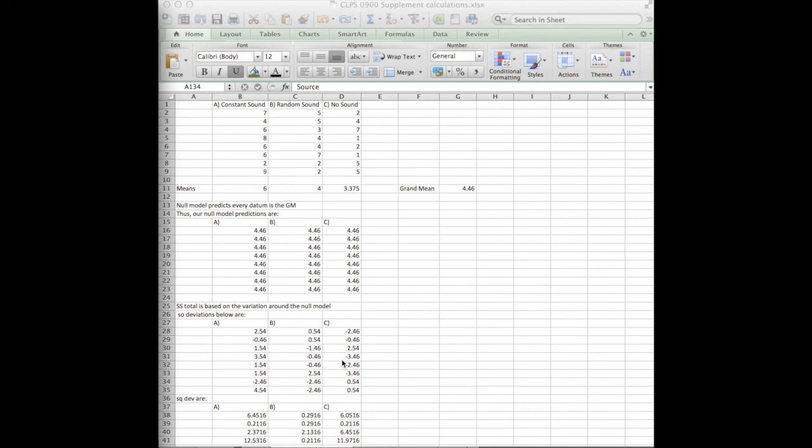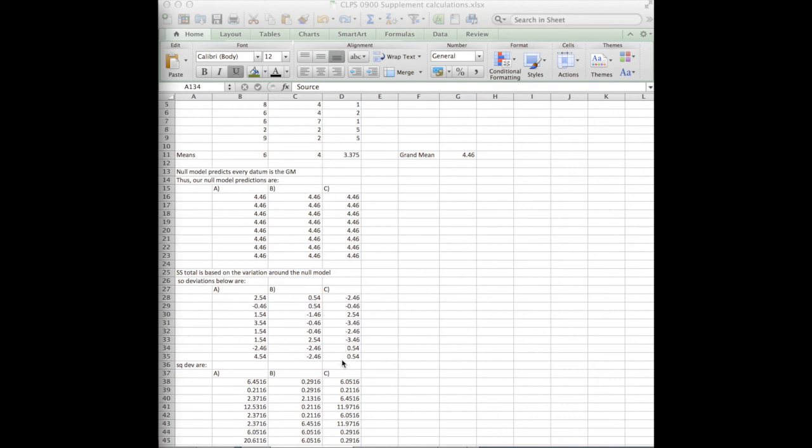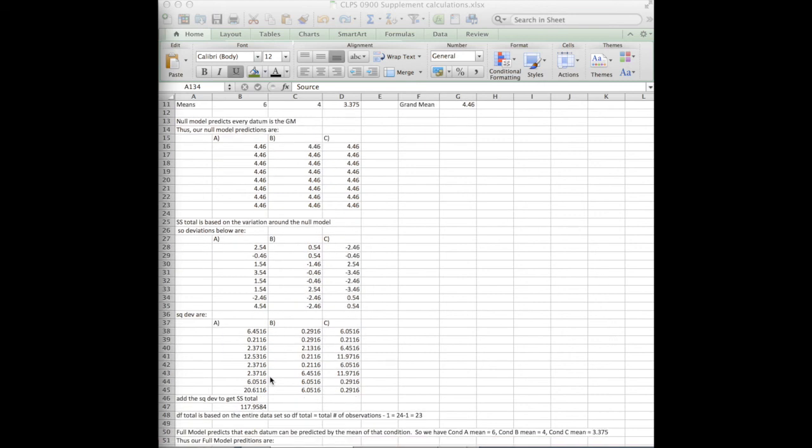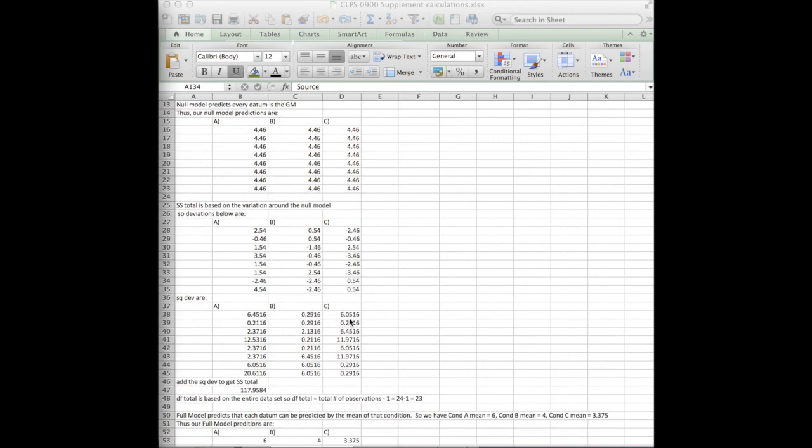So these are deviations, and then as a usual procedure, you would square the deviations. So 2.54 squared equals 6.45. Negative 0.46 would give you this when you square it. And then when you do all of that for each of the terms, you would add all of the square deviations to get the sums of square total. So in this case, when I added all of these numbers, I would get 117.